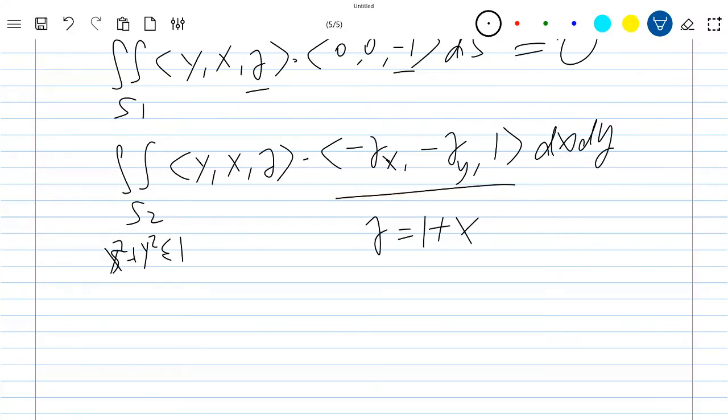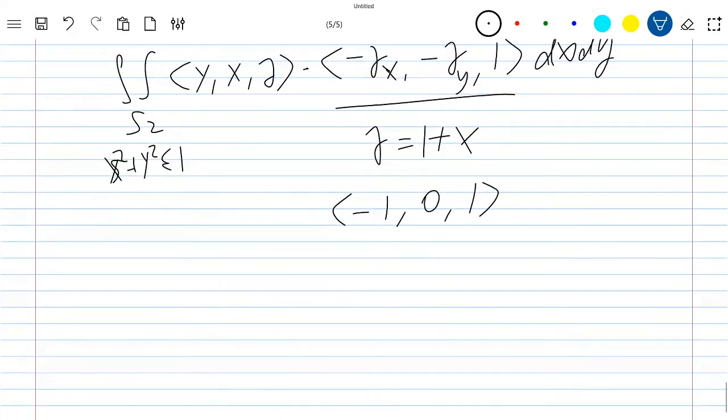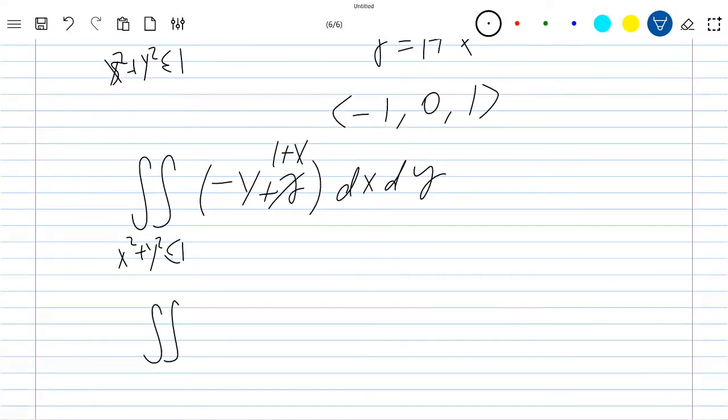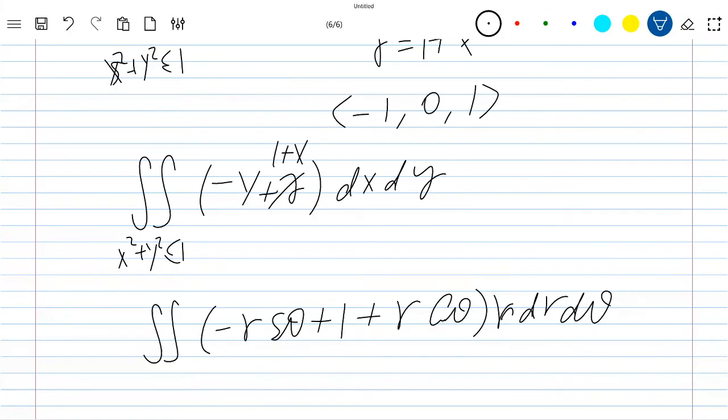So that equals negative 1, 0, and 1. So we would have negative y plus z and dx dy. And z equals 1 plus x. So that's what we have. And this is x squared plus y squared is less than or equal to 1. So once again, we will switch to the polar coordinates. It's negative r sine theta plus 1 plus r cosine theta, r dr d theta, r from 0 to 1, theta from 0 to 2 pi.